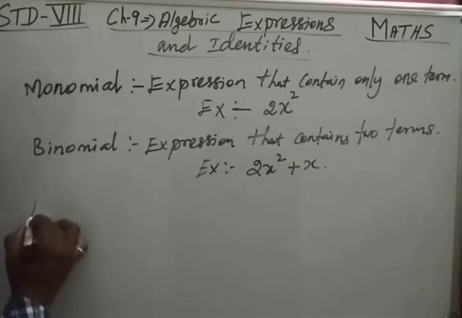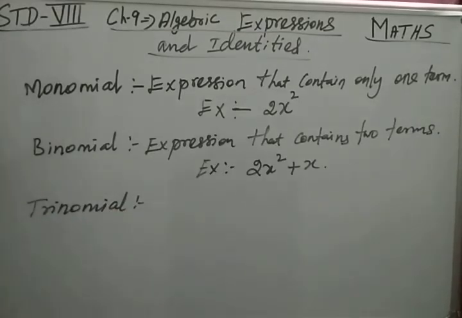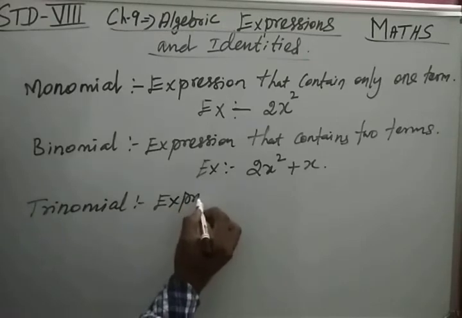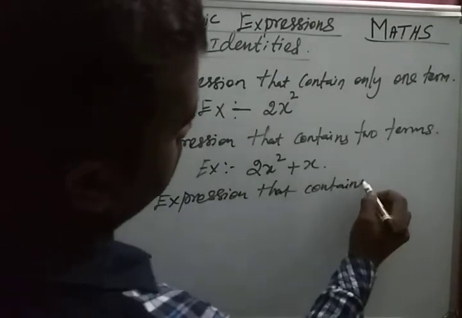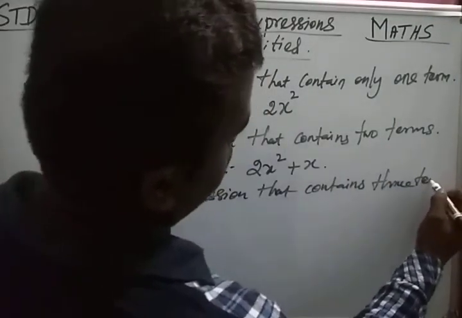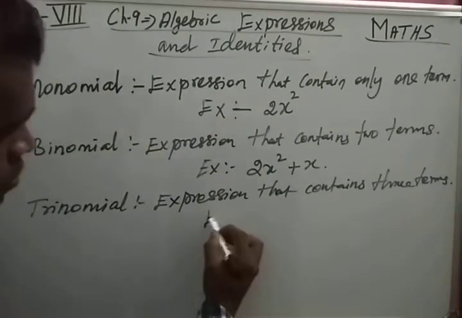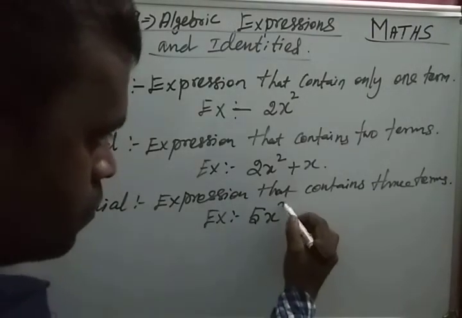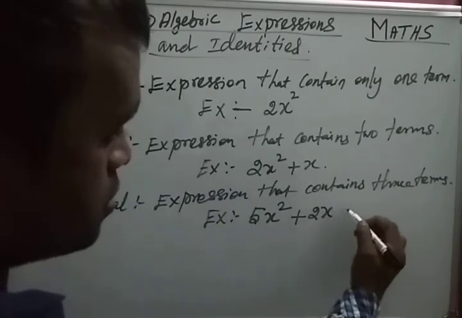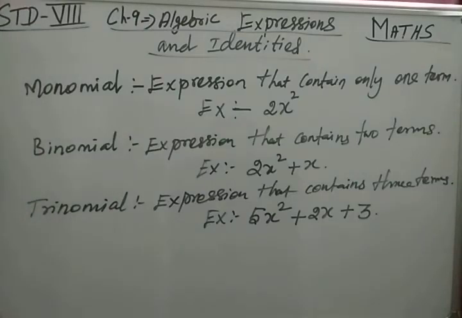Next, trinomial. Expression that contains three terms. For example, we can take 5x squared plus 2x plus 3. Here three terms are there, right?